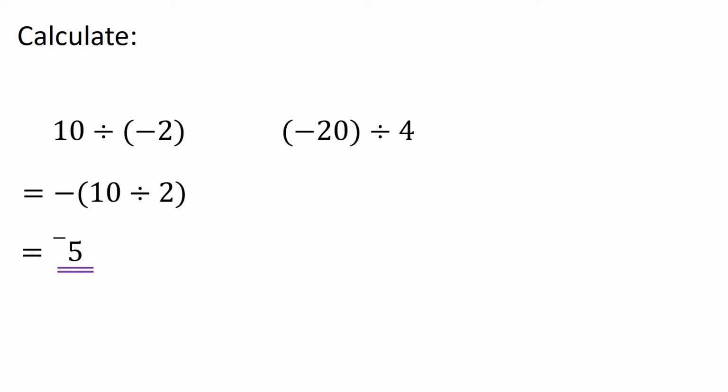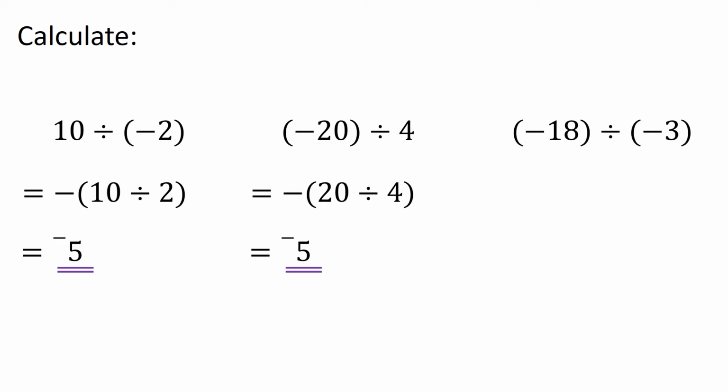Negative 20 divided by 4 is the same as 20 divided by 4 flipped. So that is the negative of 20 divided by 4. And again, 20 divided by 4 is also 5, flipping 5 from positive to negative. And lastly, we've got negative 18 divided by negative 3, which is the same as 18 divided by 3, flipped not just once, but twice. So we have an answer there of positive 6.